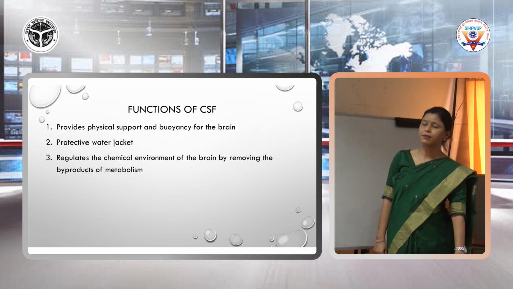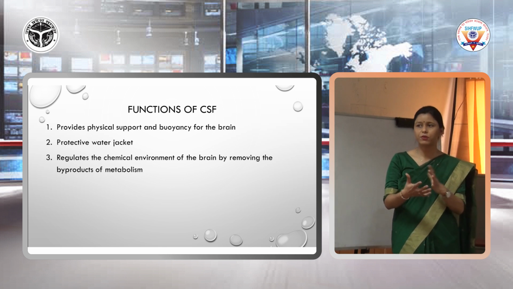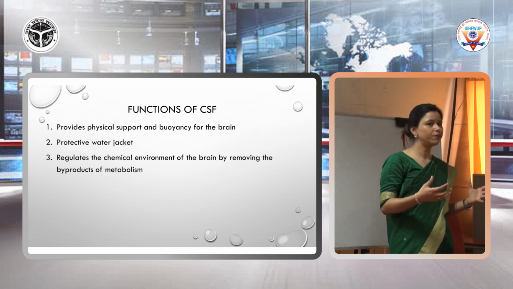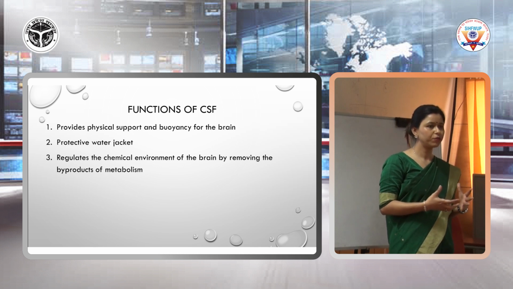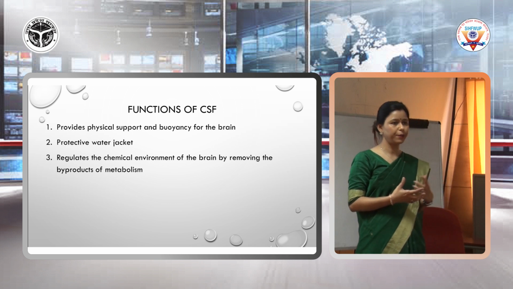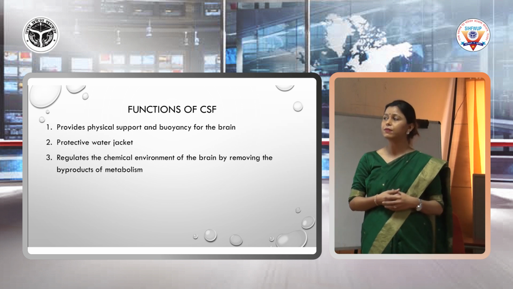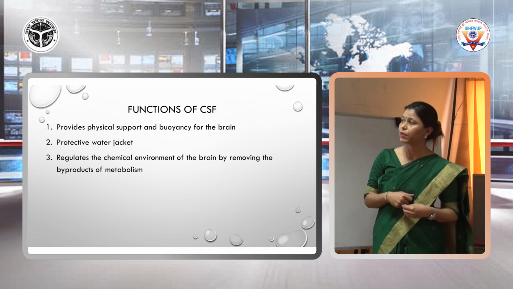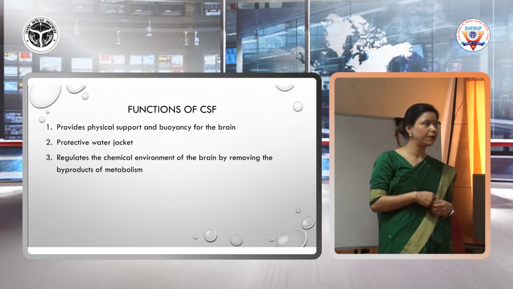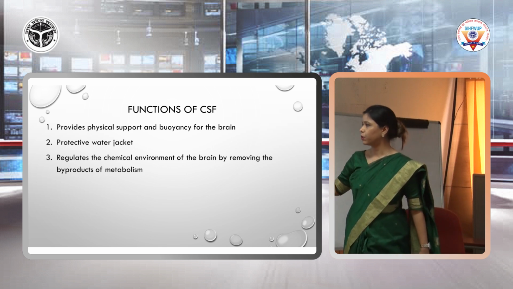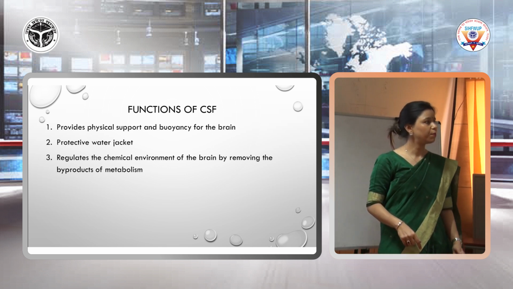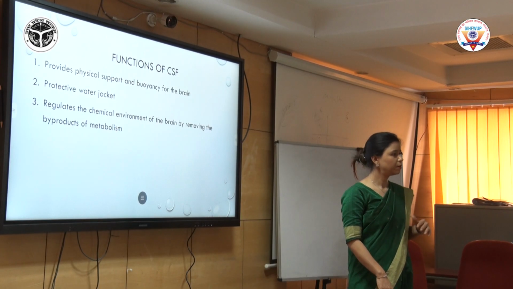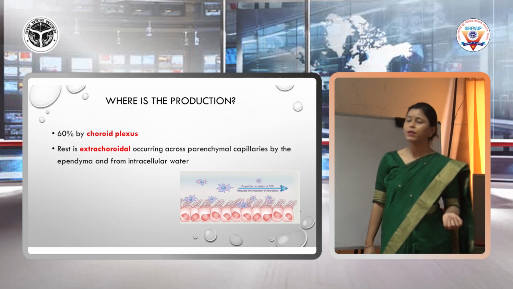So the functions of CSF: since the brain is a soft structure, it does not have much support, so the CSF helps to give it some kind of rigidity, it helps to maintain its shape. Okay, and also it acts as a shock absorber, a protective water jacket, and it regulates the chemical environment of the brain by removing the byproducts of metabolism. So we all know there is a blood-brain barrier, so substances can go from brain to blood but not from blood to brain. So where is the production?